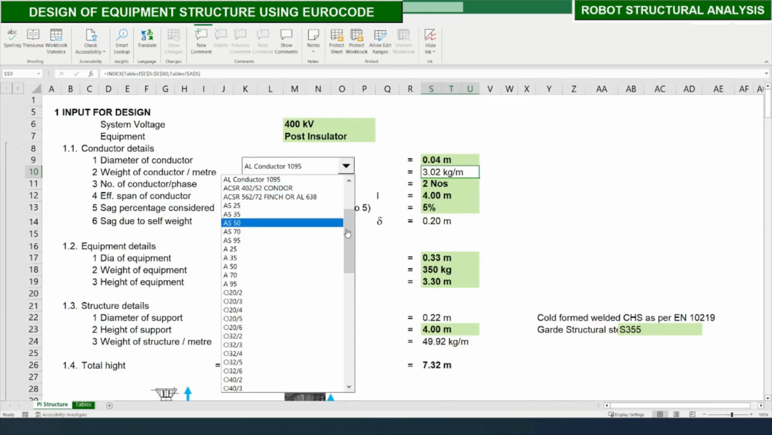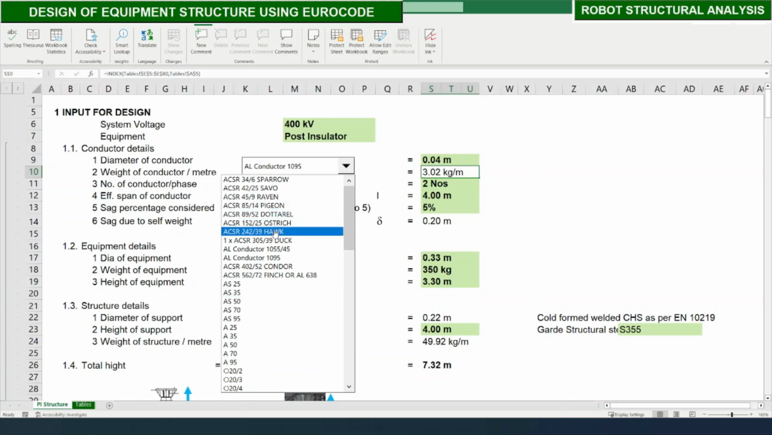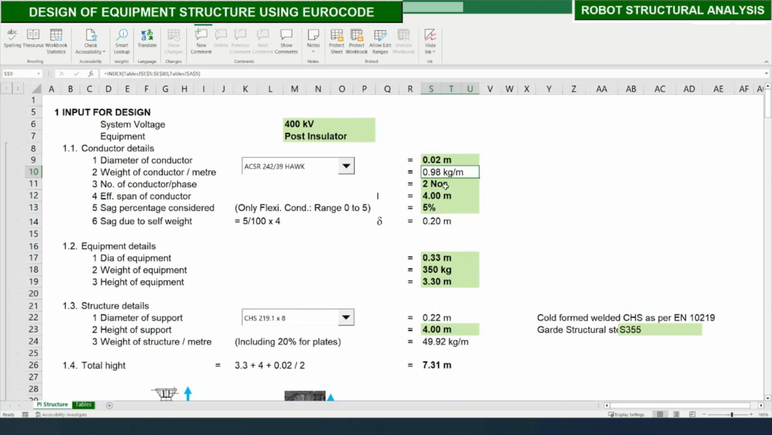So if we want to design it for ACSR Hawk, these are the parameters. We can consider number of conductors per phase as 2. It depends upon our requirement of the electrical configuration. Effective span of conductor: if there are 2 equipment adjacent to this post insulator, we need to take a center to center distance of both sides of the conductor span. So we are considering 4 meter.